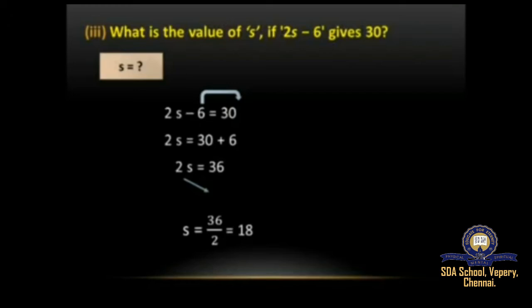So from the left hand side, you could observe that there is 2s. Okay, so it is in the product form, that is 2 multiplied by s. So when 2 multiplied comes to the right hand side, it becomes division. Okay, so you will be dividing 36 by 2. So the answer you get is 18. Understood, students? And we'll move to the last sum.